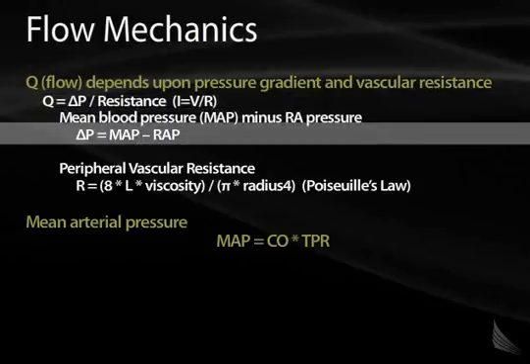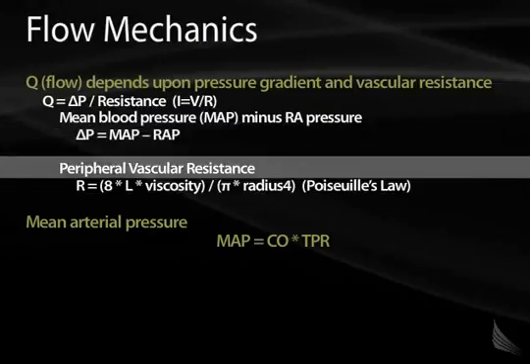The change in pressure is equal to the mean arterial pressure, or the mean blood pressure, minus the right atrial pressure. This is the pressure drop, or the voltage, between the arteries and the veins. Remember that the right atrial pressure is equal to the jugular venous pressure, which is approximately the pressure in the superior vena cava.